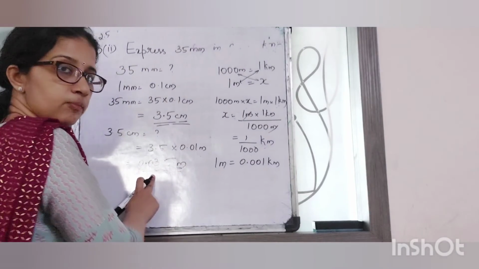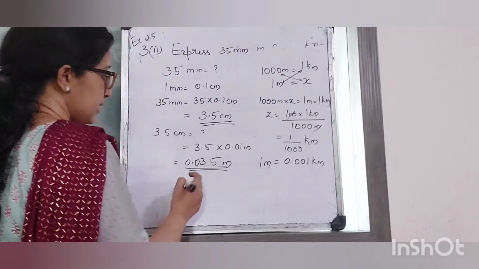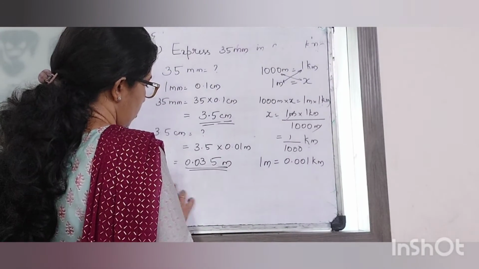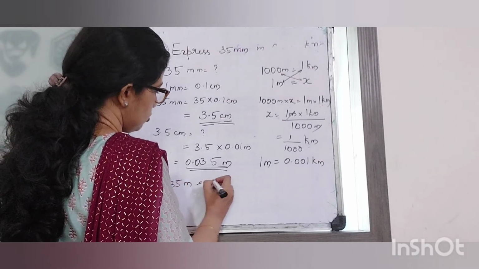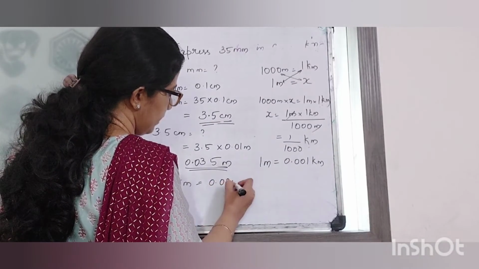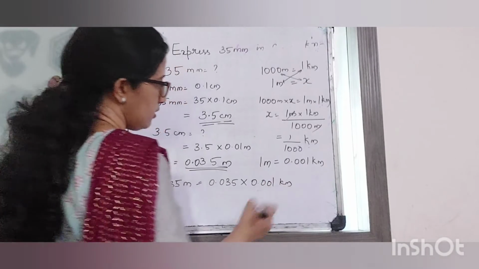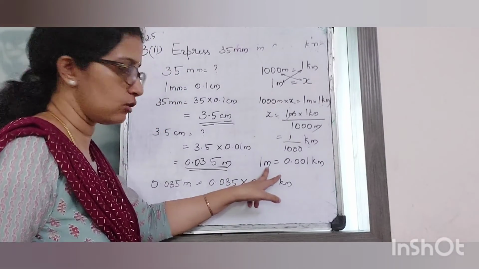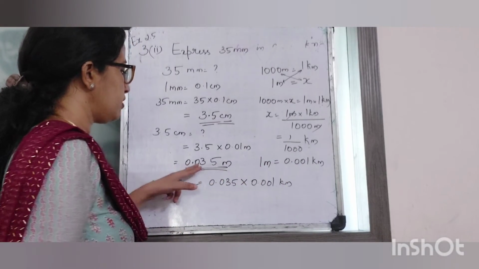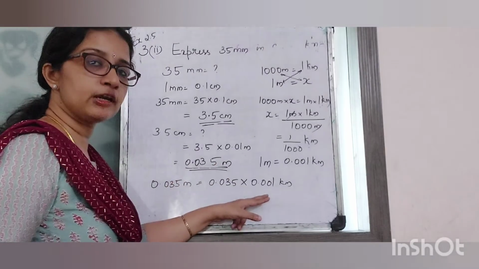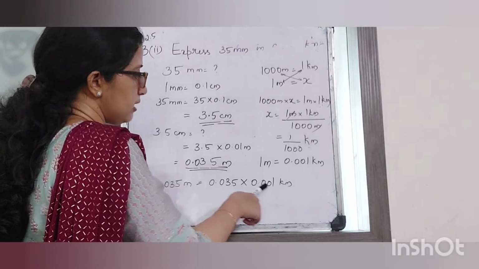Now what we have to find? How much is 0.035 meter? So what is the answer? 0.035 meter is equal to 0.035 into 0.001 kilometer. Did you understand? Because we got 1 meter is equal to 0.001 kilometer. So we have to find how much is 0.035 meter in terms of kilometer. So 0.035 meter is equal to, we have to multiply these two.